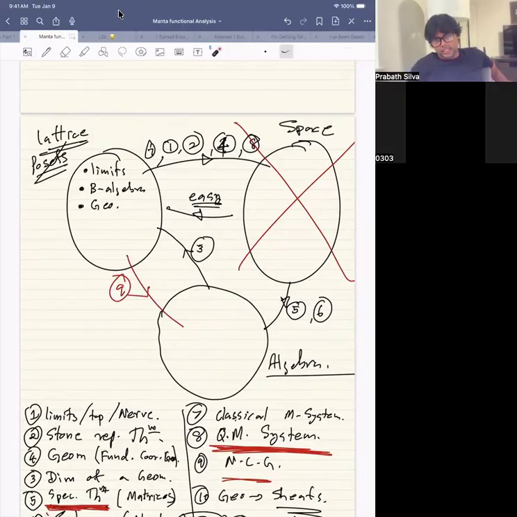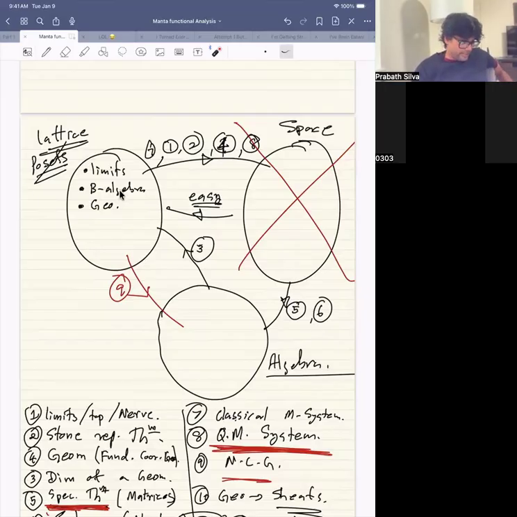Okay, give me a thumbs up if you can see the screen, what I'm writing. Sometimes when I switch to different views, if in any case you cannot see it, just let me know immediately, okay?